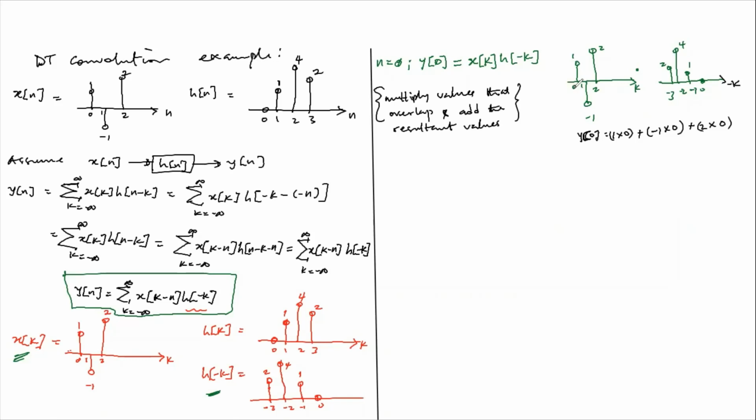x of k is 0. Only point 0 coincides. We have point 0 here, we have point 0 here. And the magnitude of point 0 here is 1. The magnitude of point 0 here is 0. So in other words, at these 2 points, there is no overlap, right? No overlap. So 1 times 0 is equal to 0. So y of 0 is equal to 0.